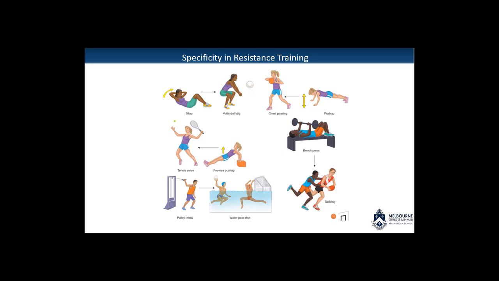If we're looking down at the tennis serve, it's a similar muscle group. And the water polo shot down the bottom, a pulley throw, that is mimicking perfectly. You can see the muscle groups. So when you're doing resistance and you need to do at least 6 different stations for resistance or circuit, have a think about the activity and make sure that is going to be specific to your needs.